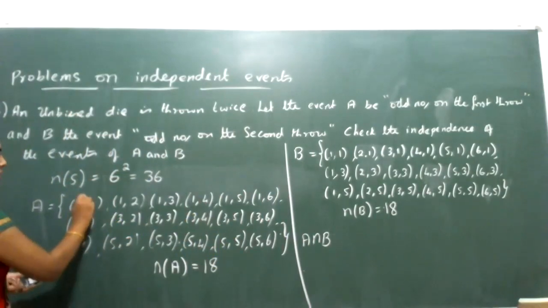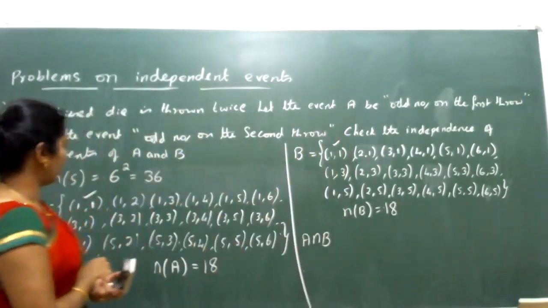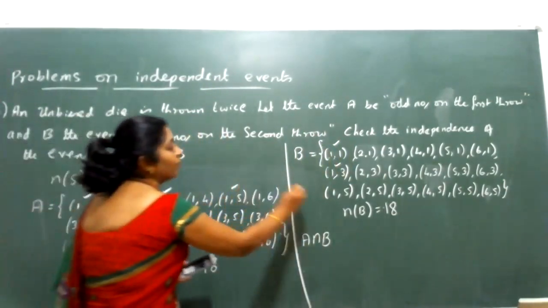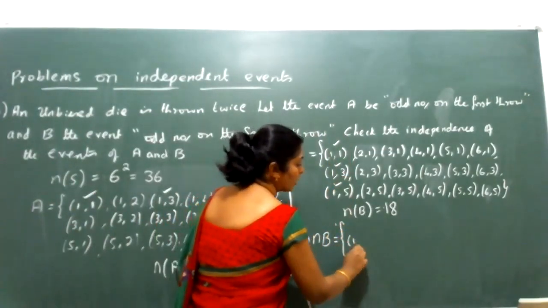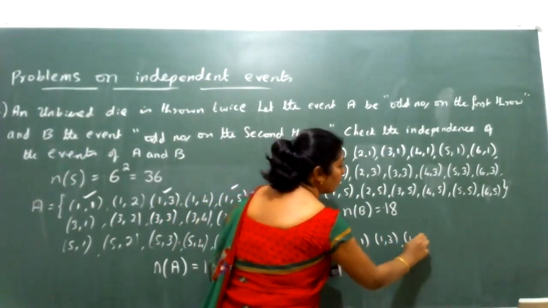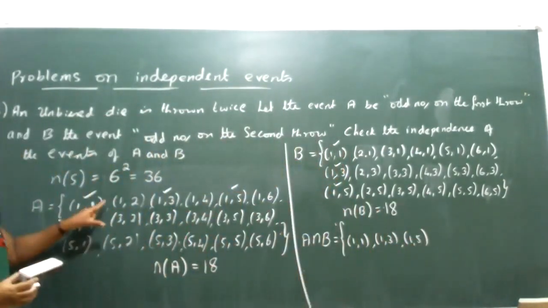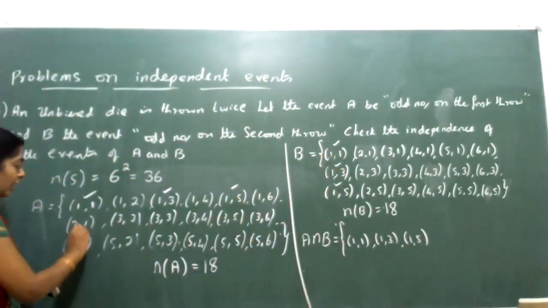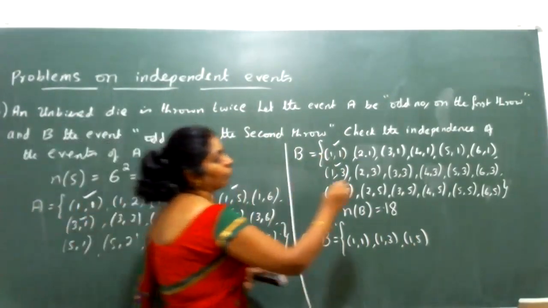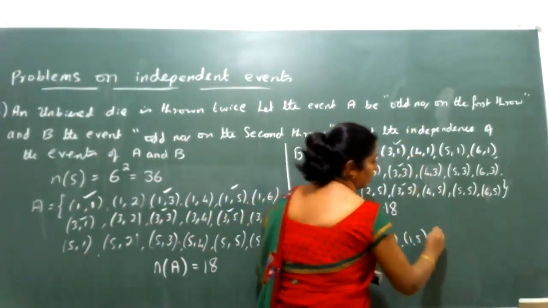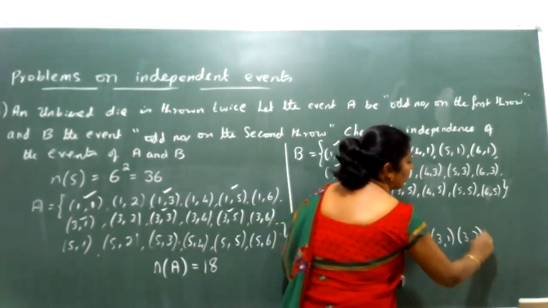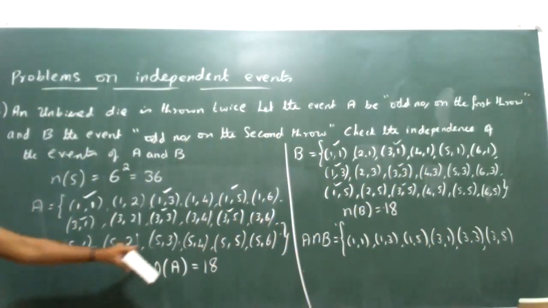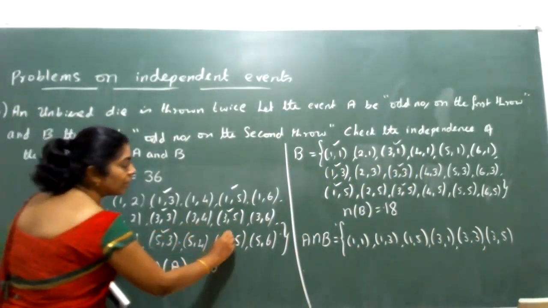What are the common elements in these two events? When I take the common elements, can I say 1 comma 1? Next possible cases 1 comma 3, then 1 comma 5. So these 3 I'll list out first: 1 comma 1, 1 comma 3 and 1 comma 5. Then go for the next one: 3 comma 1, 3 comma 3, 3 comma 5. The next one I can consider is for 5: 5 comma 1, 5 comma 3, 5 comma 5.